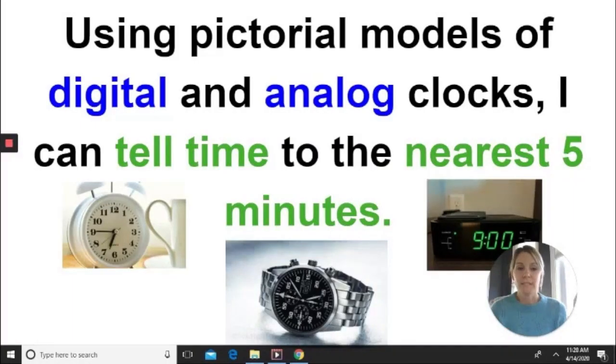Now that you all have seen the video, we can check out our learning target again and get started on our practice set. Our learning target for today was using pictorial models of digital and analog clocks. I can tell time to the nearest 5 minutes. And as you can see, we have both analog and digital clocks pictured below. And you can walk around your house and try to figure out if the clocks there are analog or digital.